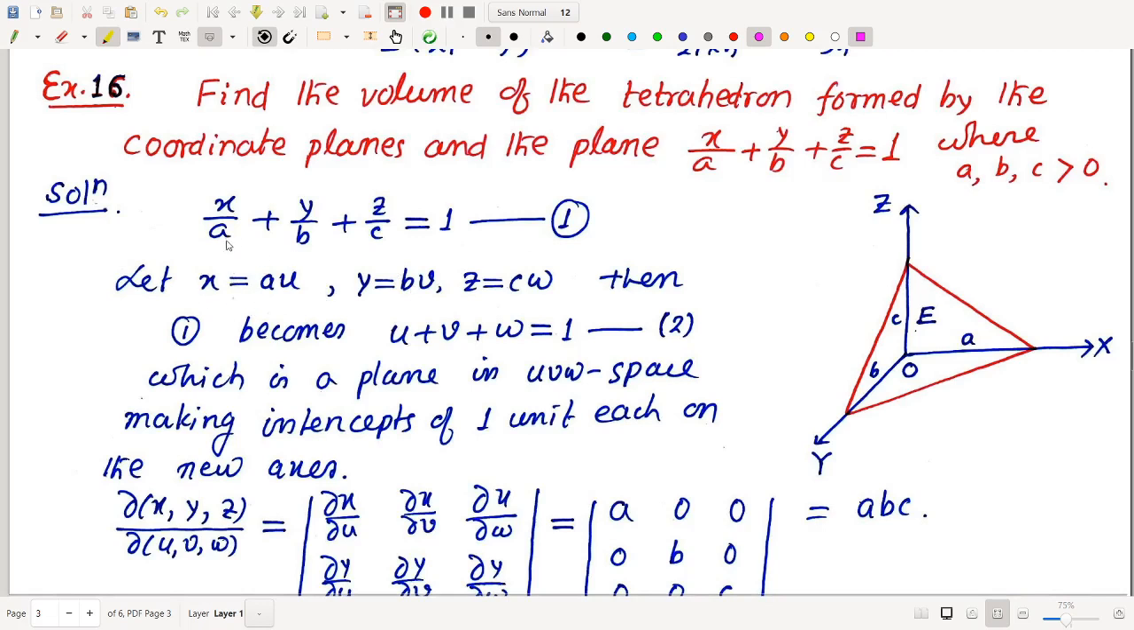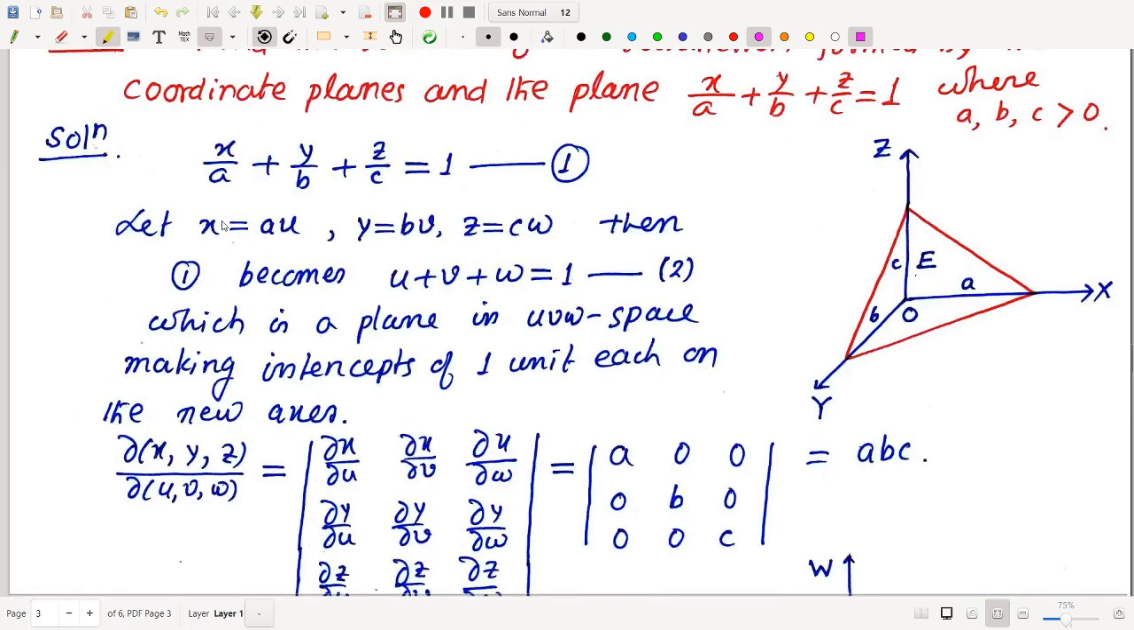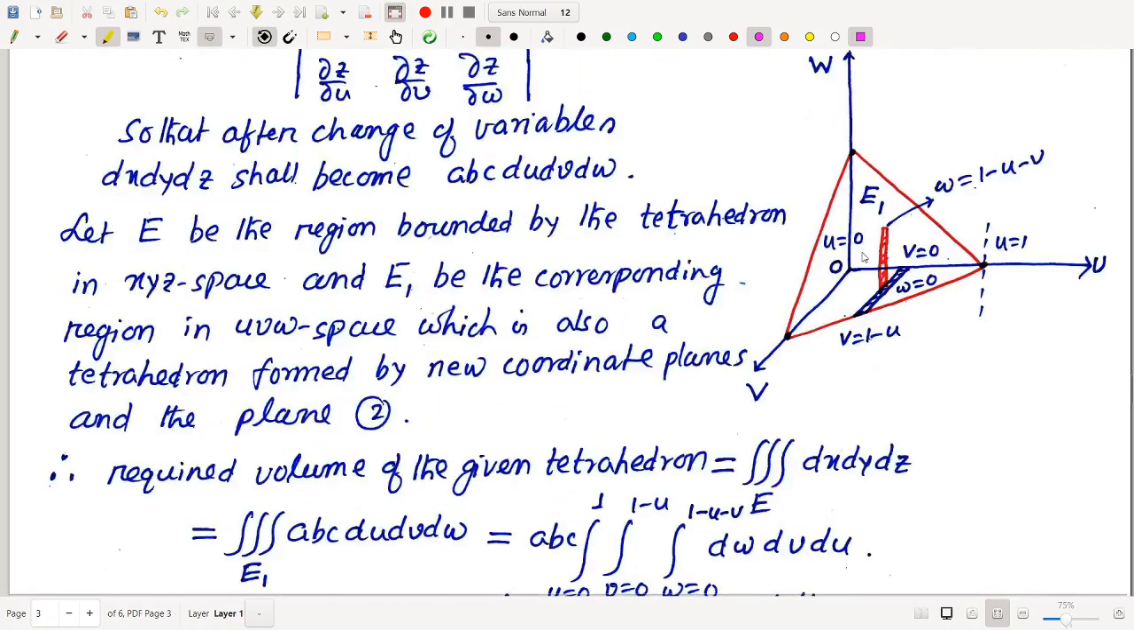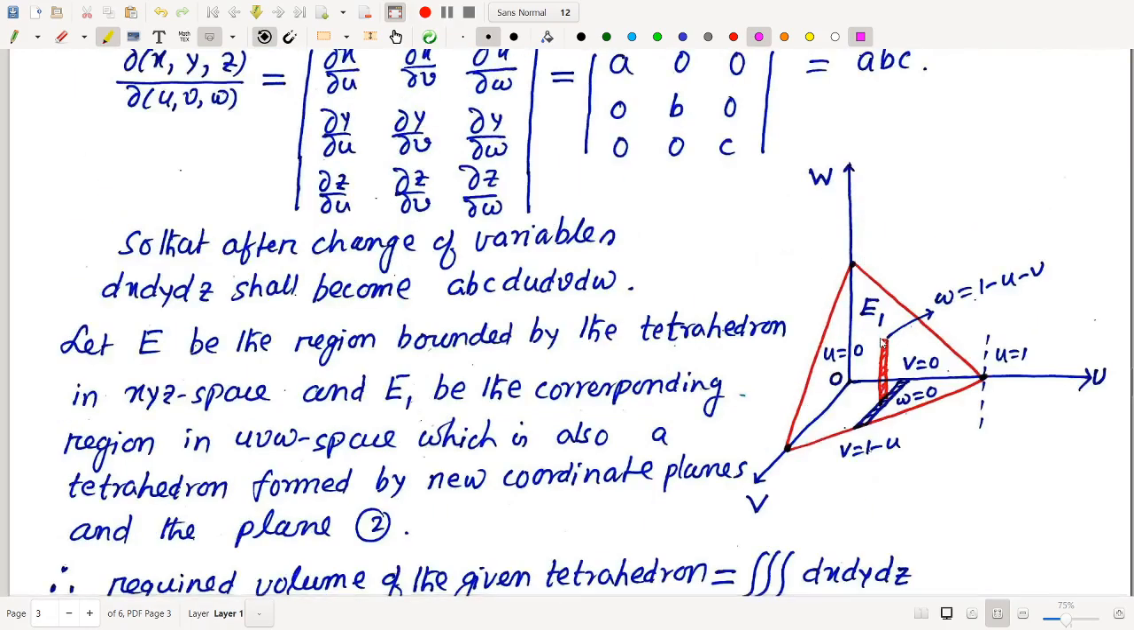Let x by a equal to u, meaning x equals au, y by b equal to v, meaning y equals bv, z by c equal to w, meaning z equals cw, so that the division by a, b, c is gone. So the equation becomes u plus v plus w equal to 1, a simpler plane. This is a plane in uvw space, making intercepts of 1 unit each on the new axes. This was the original tetrahedron, now this is the new tetrahedron, similar shape, only the intercepts become the same.